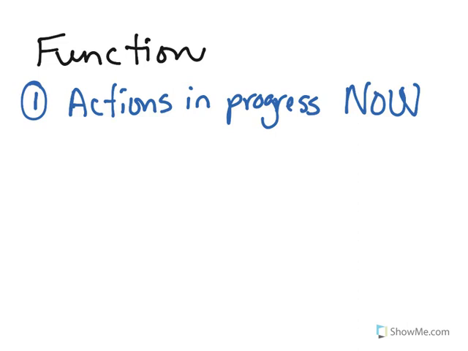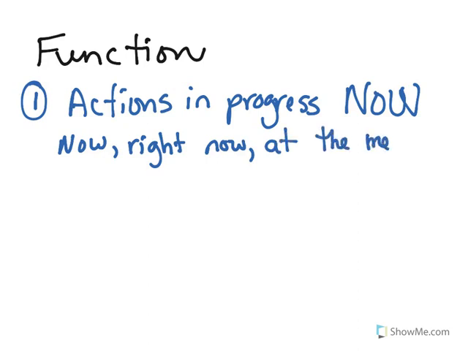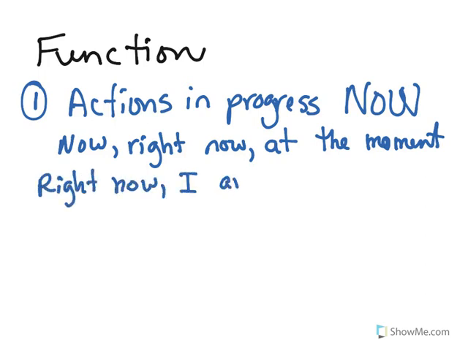What is happening? So we see words like now, right now, at the moment. Those are all your clues that the action is happening in this exact moment. For example, right now, in this moment, I am making a video. Right, so right now, I am making a video. That's what's happening in this exact moment.